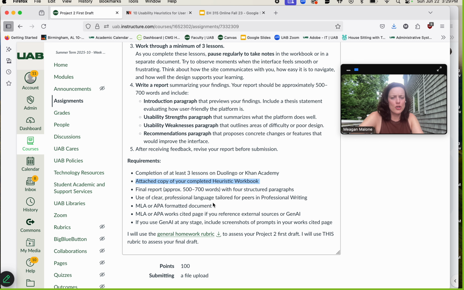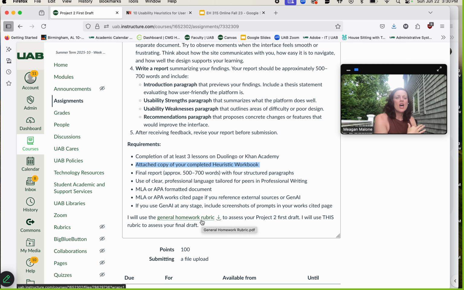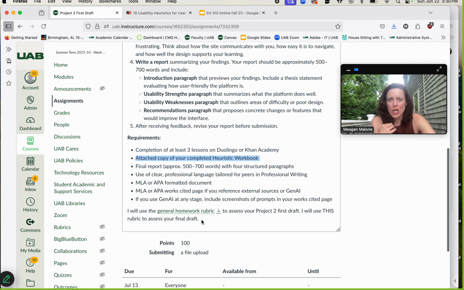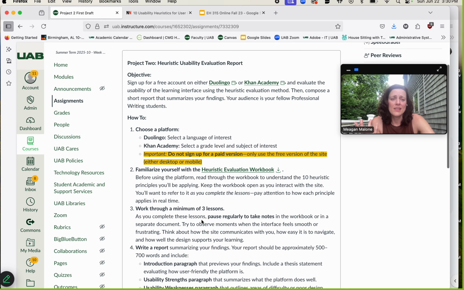You want to have clear professional language. You do want your document to be formatted in either MLA or APA, and I do want you to have a works cited page if you reference external sources, or if you use GenAI, and also using screenshots of prompts you used, including that. So there's quite a bit to put into just one document, but that's what I'm asking, is for all of those things to go into one document. So I hope that that is decently easy to make sense of.